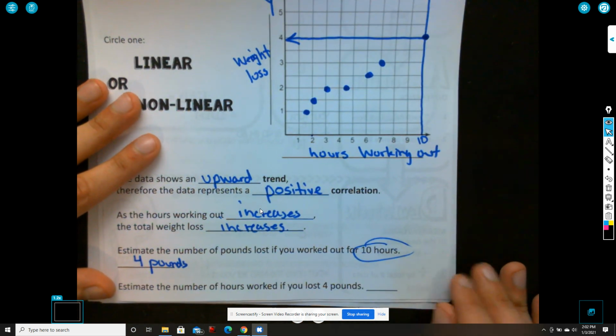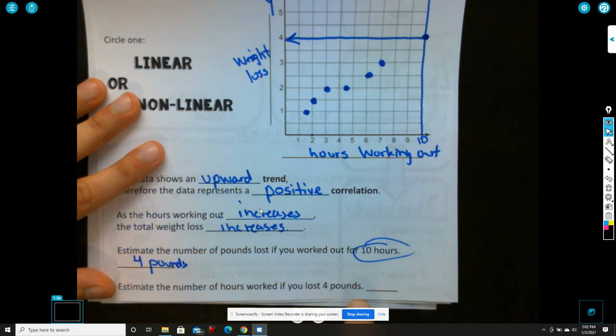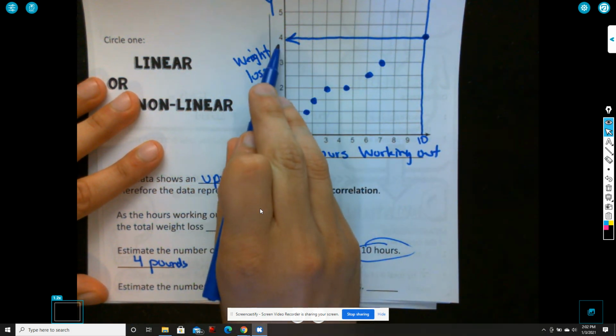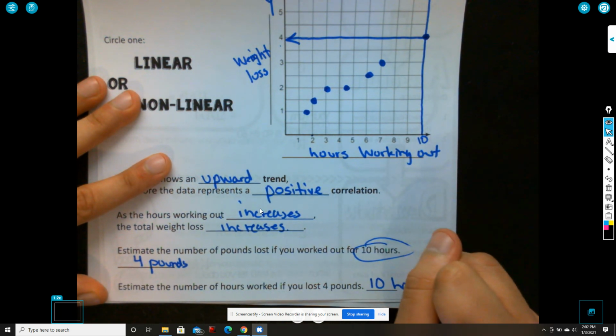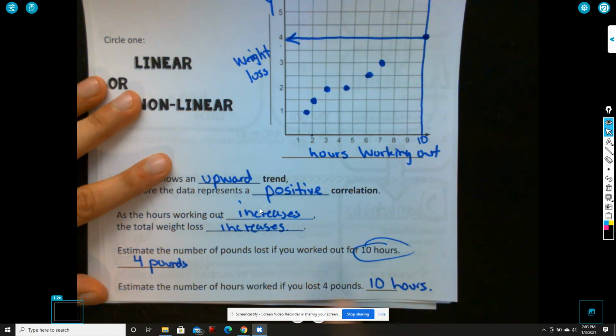All right, and then it says estimate the number of hours worked if you lost 4 pounds. So that's what we just found. So 4 pounds, it would be 10. We have to work out for 10 hours. So if we work out for 10 hours, we estimate that we'll lose 4 pounds.